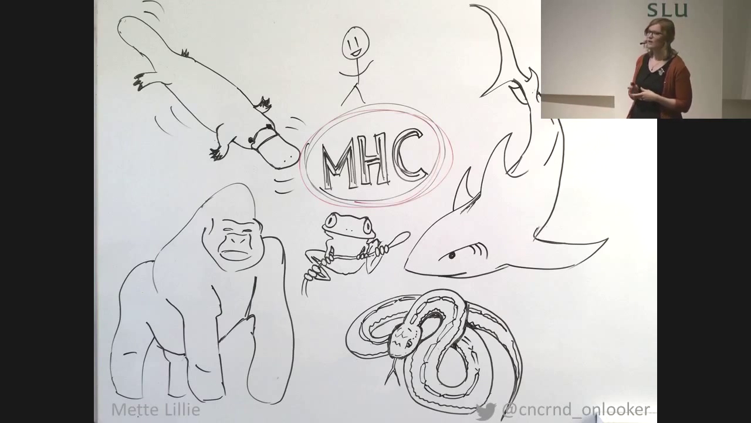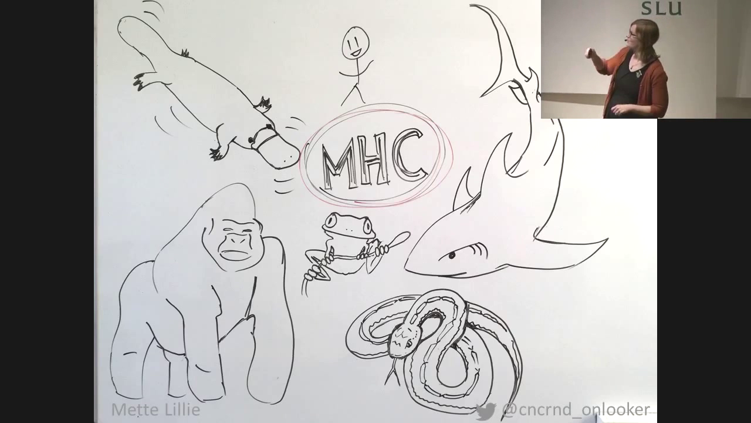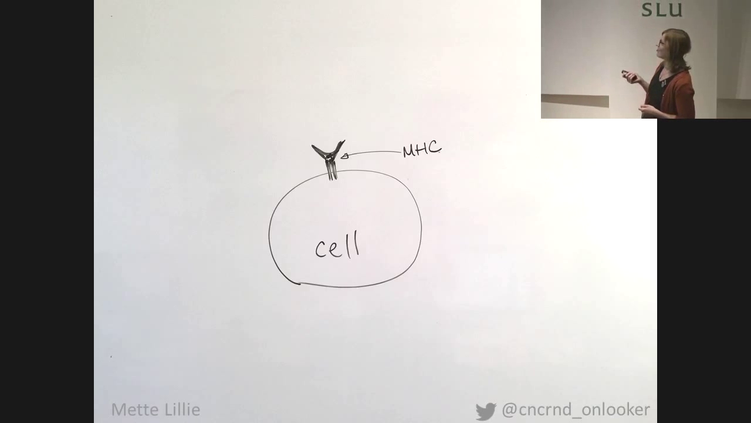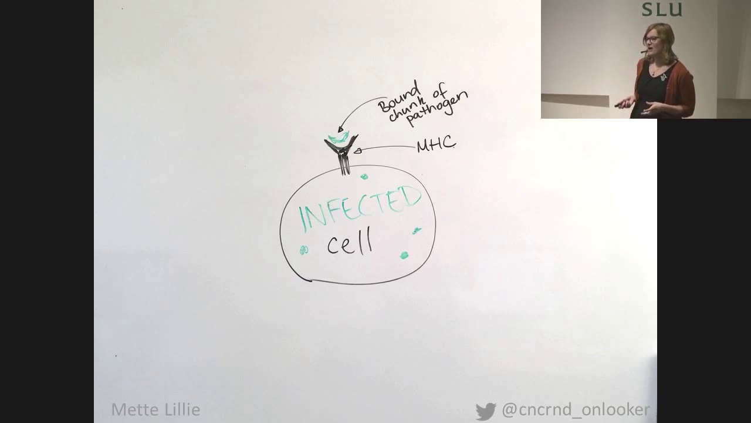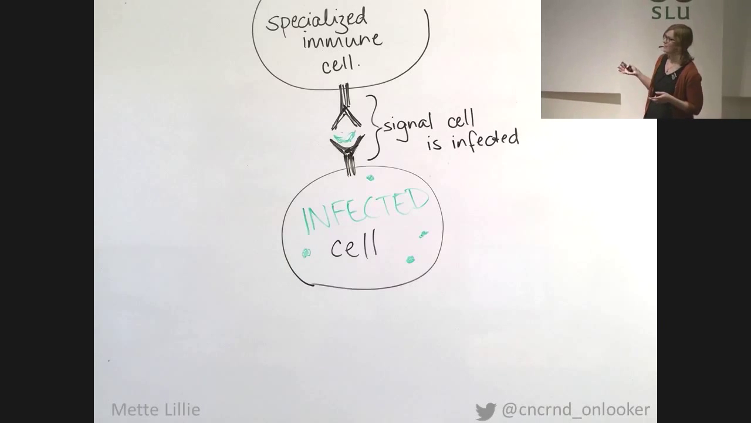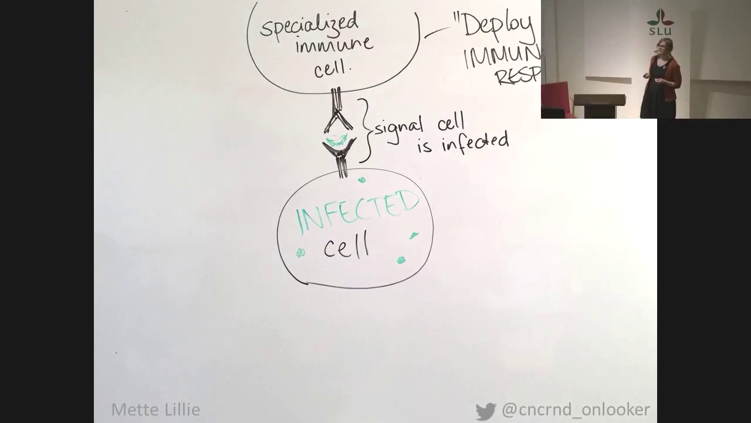But what does that mean? What is the difference between this MHC gene variant and the next? So let's talk about the MHC. The MHC hangs out on the surface of the cell. When the cell is infected, it binds a little fragment of that pathogen in a binding pocket. This is recognized by an immune cell as being a sign that the cell is infected, and bang, we get the deployment of an immune response.